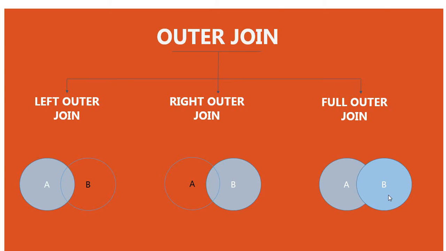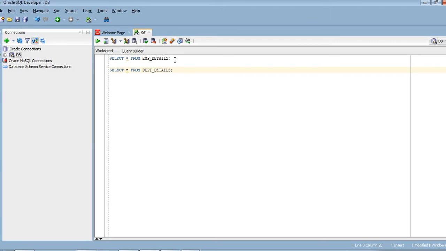So let me explain one by one so we can understand what the result is. As I have explained, the left outer join is the outer area of table A. What is the outer area? Let me explain based on an example so that we can understand it in a better way. As I showed you in the last class, here we have two tables. One is EMP details, or employee details, and another is DPT details, or department details.